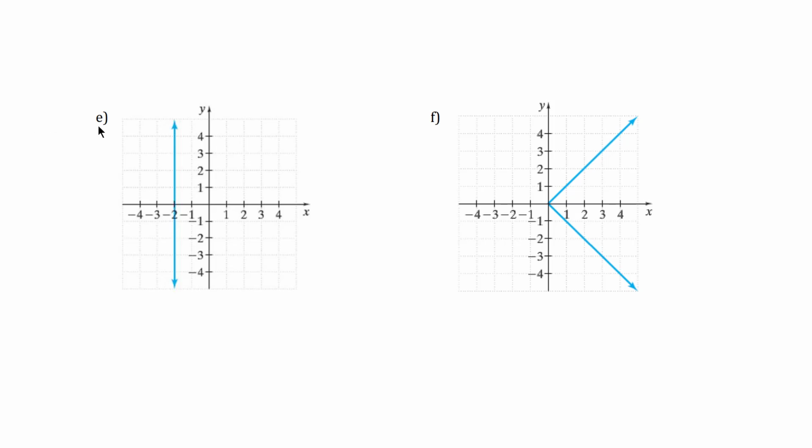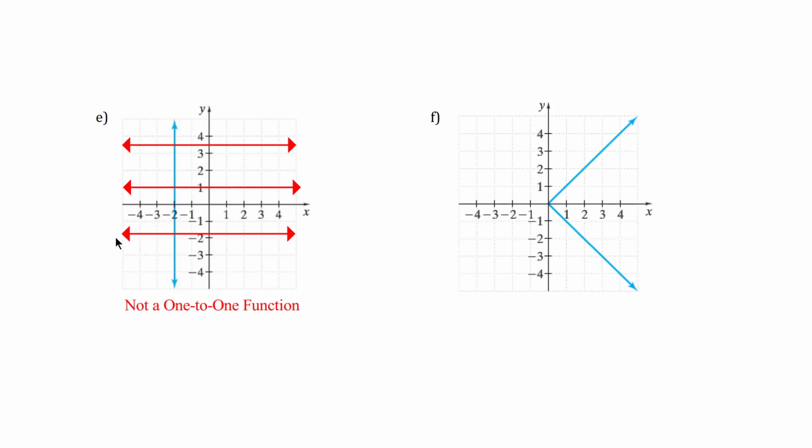For part E, we have the graph of a vertical line crossing the x-axis at the x value of -2. If we apply the horizontal line test to this graph, it would look like it passes. However, you need to be really careful because the horizontal line test only applies to graphs which are functions. A vertical line is not a function, so automatically it cannot be a one-to-one function.